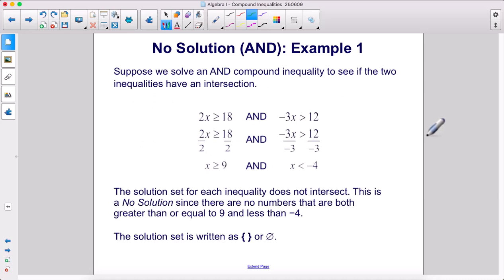Suppose we solve an and compound inequality to see if the two inequalities have an intersection. So we have 2x is greater than or equal to 18 and negative 3x is greater than 12. Solve both of those for x and we see x is greater than or equal to 9 and x is less than negative 4. The solution set for each inequality does not intersect. This is a no solution case, since there's no numbers that are both greater than or equal to 9 and less than negative 4. We write the solution set as a null set, so empty curly braces or a zero with a line through it.